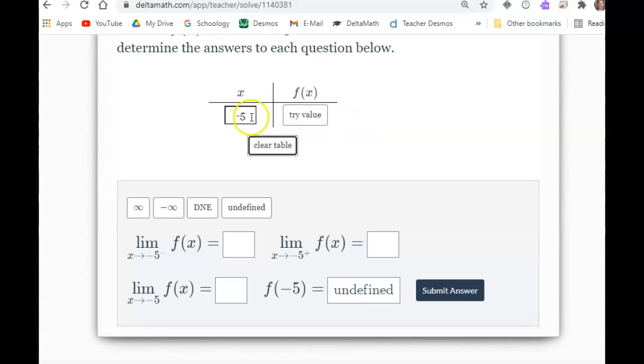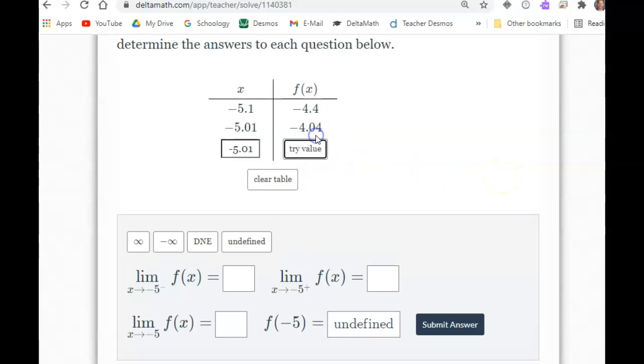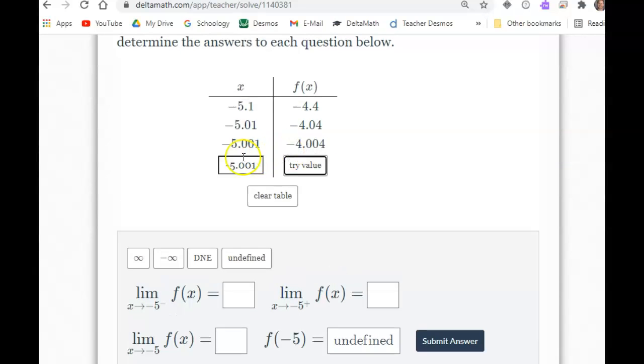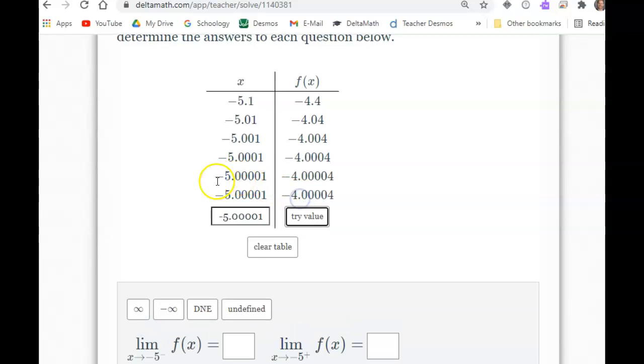So, you can clear the table if you want. I need to pick values that are to the left of -5. So that's numbers past -5. So that's a number like -5.1. Then I'll hit try value. Okay, now that doesn't tell me much. So what if I go -5.01? Try value. That tells me a little bit, but I need more. I need to get closer and closer and closer to negative 5. So notice I'm just making this number as close to negative 5 from the left-hand side as I can.